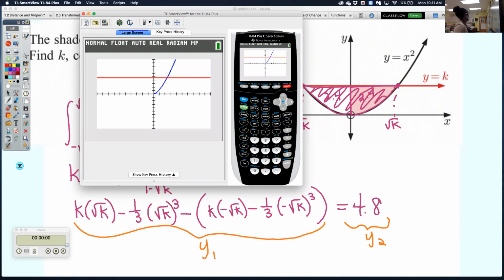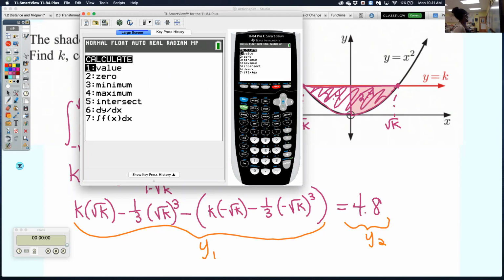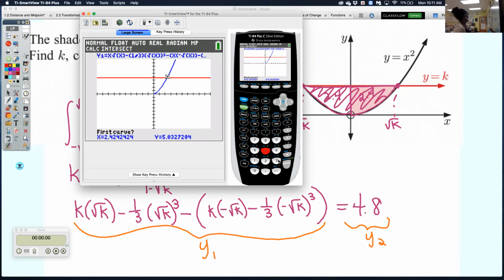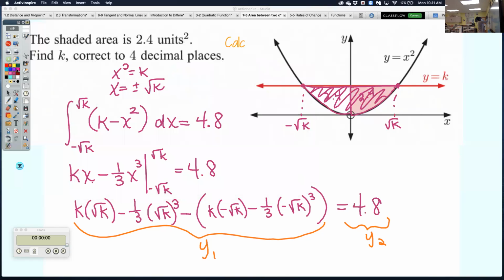Then you'll want to graph it, and we're looking for that intersection point. I replaced all my k's with x's, and so now I'm looking for that intersection point. So I'll click second trace, option 5, move close to that intersection point, and click enter 3 times. The value of x is my value of k, and I'm rounding that to 4 decimal places, so that's 2.3489.